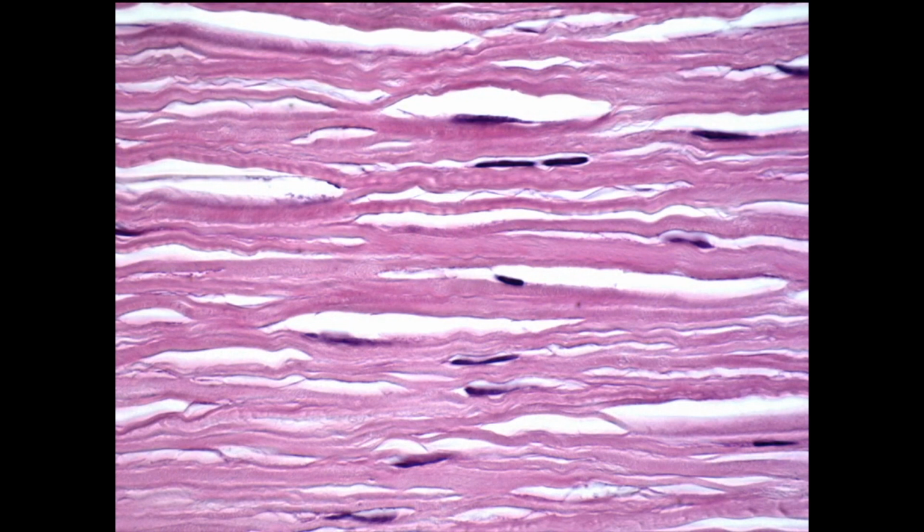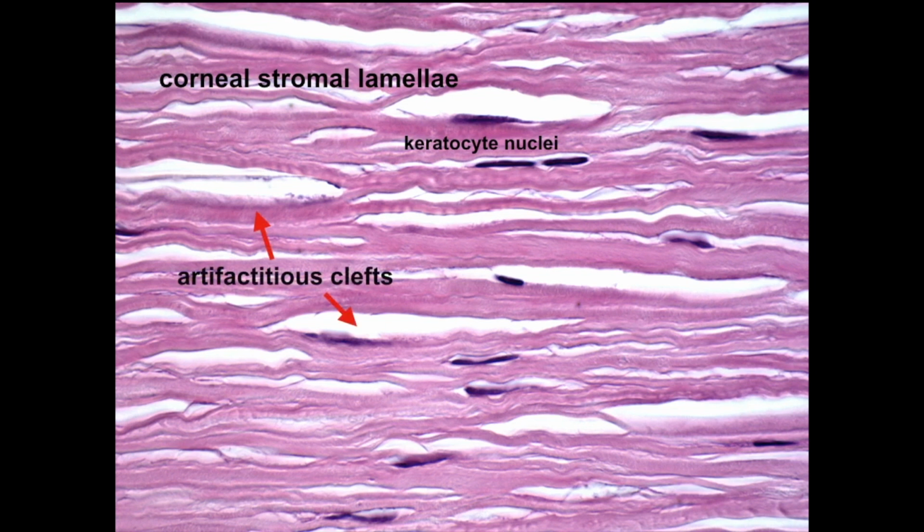The corneal stroma is composed of multiple layers or lamellae of collagen fibers. A sparse number of keratocytes with flattened nuclei reside in the spaces between adjacent lamellae. Artifactitious clefts form between the lamellae when the tissue is processed for routine sections. This false colorized scanning electron micrograph shows that the collagen fibers in adjacent lamellae differ in their orientation.